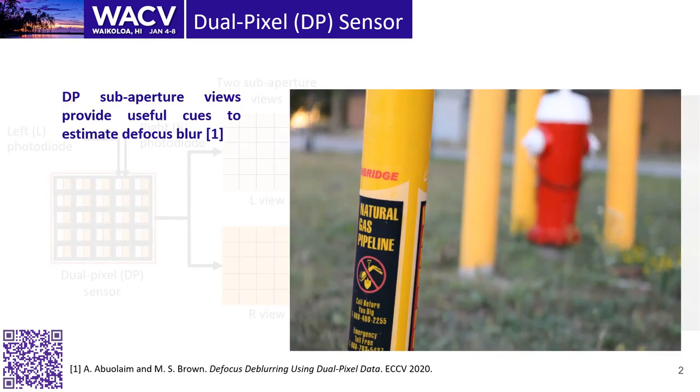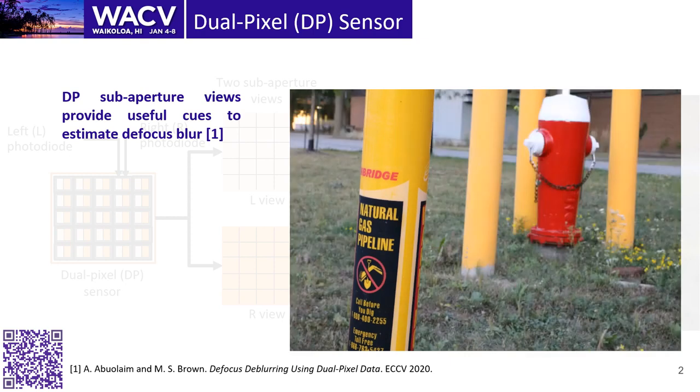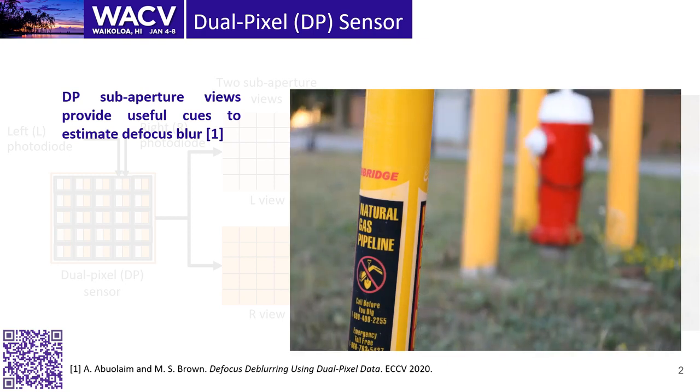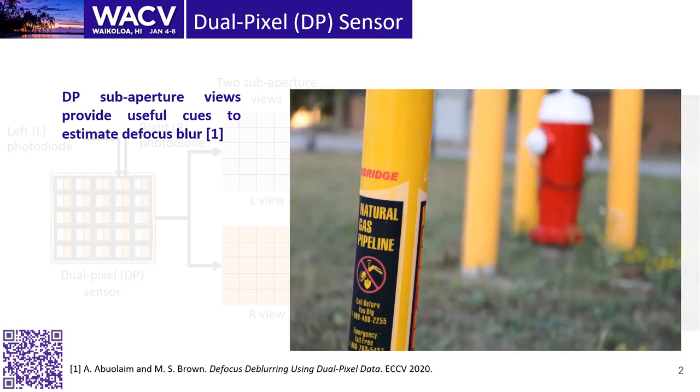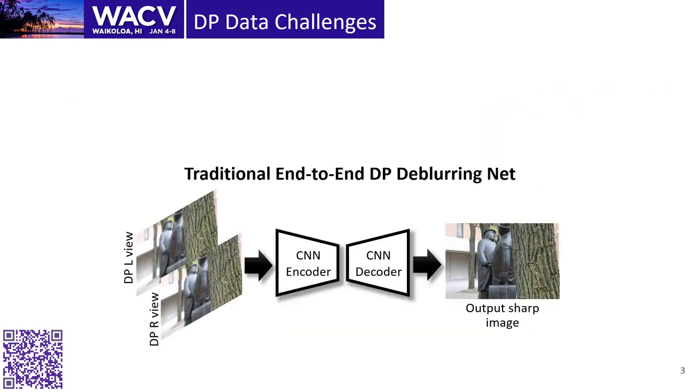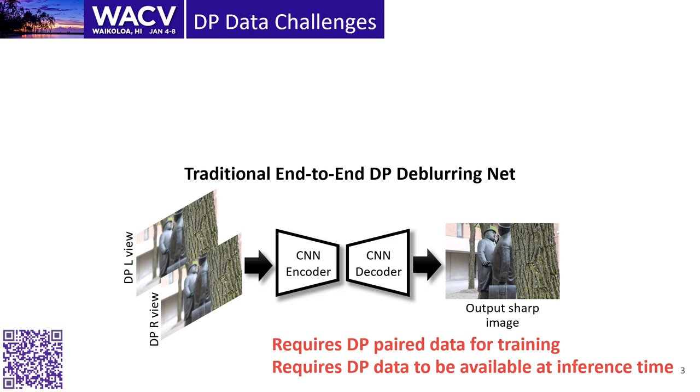DP sensors are used for autofocus, but last year, myself and Michael demonstrated that DP data can provide useful cues for defocus deblurring in a data-driven approach. In our prior work, we used a data-driven approach based on DP training data to perform defocus deblurring. The work required paired data for training, namely two blurred left-right DP views and a corresponding single sharp image. DP data was also required at inference time.